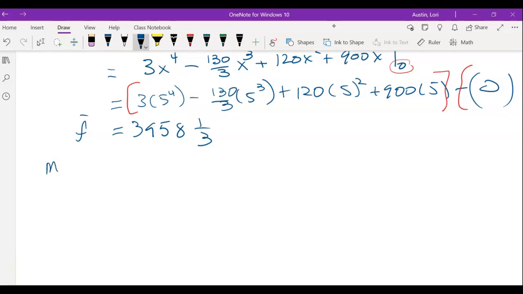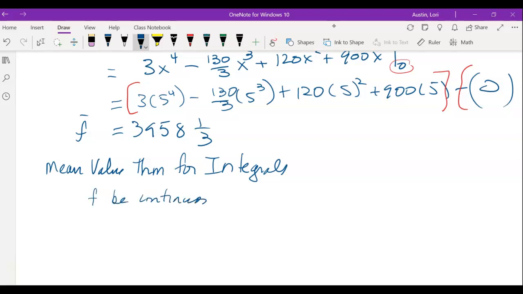The mean value theorem for integrals simply states that you have some assumptions. F needs to be continuous, right? Because if F isn't continuous, it all goes out the window. We have a polynomial, so this always works great with polynomials. They're always continuous. So F has to be continuous on that interval [a, b].